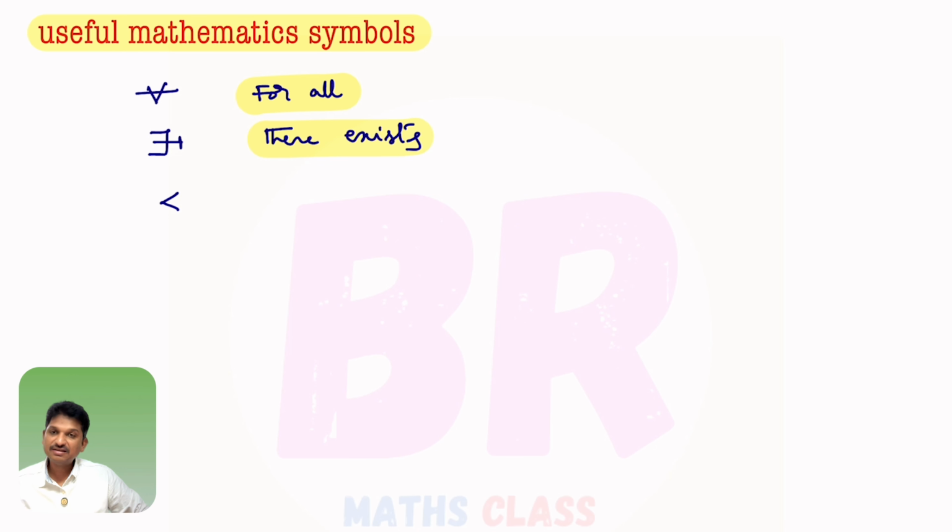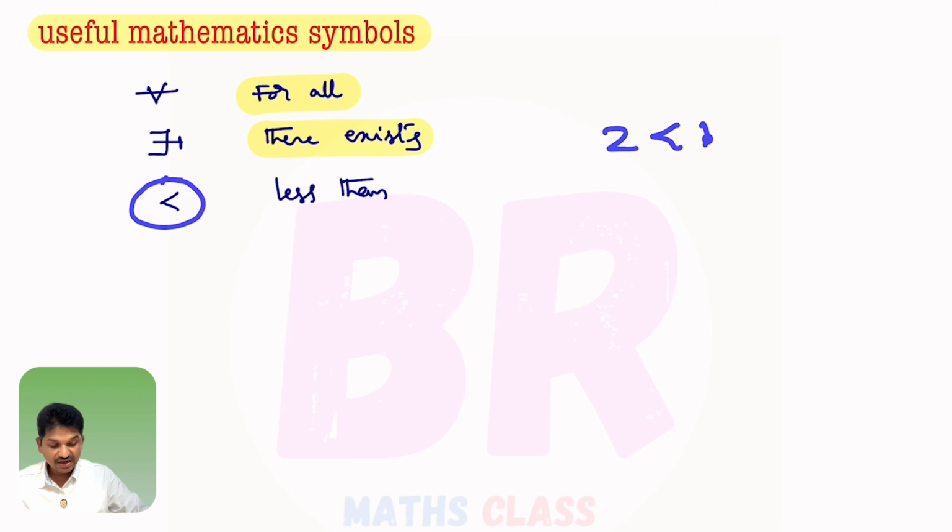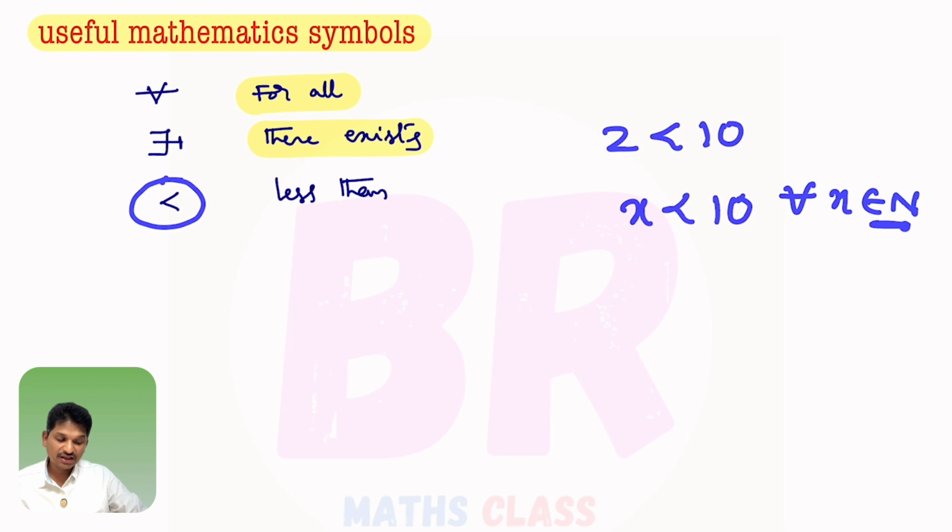Okay. The next symbol, you know this. This is less than, strictly less than, right? We use this symbol to represent the inequality between two numbers. Suppose 2 is less than 10. They'll say x is less than 10 for every x belongs to N. Something they give like this.